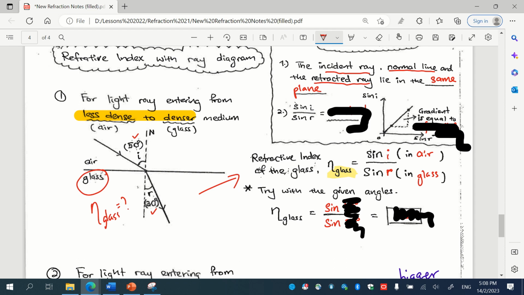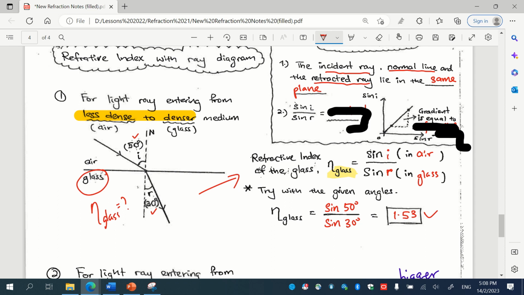Okay, so let me review this part. Practice with your calculator, press sine 50 over sine 30. You should get 1.53. Is that close to our theory that refractive index of glass block is about 1.5? So when you calculated, you get 1.5 something, you know your answer is correct. It cannot be 0 point something. If it's 0 point something, means you have put the fraction wrongly. You have put sine 30 over sine 50. The bigger angle must always be on top. Then you will get 1 point something.